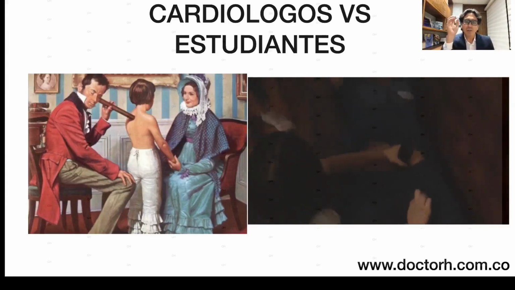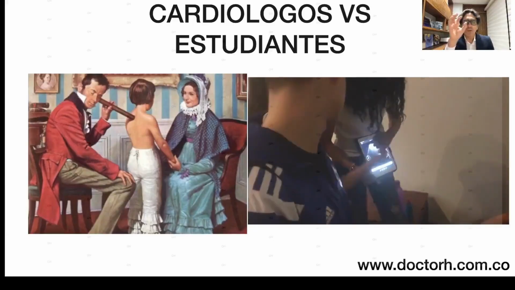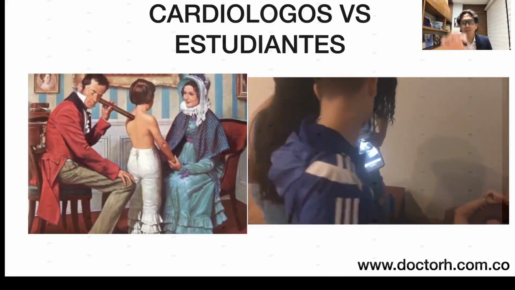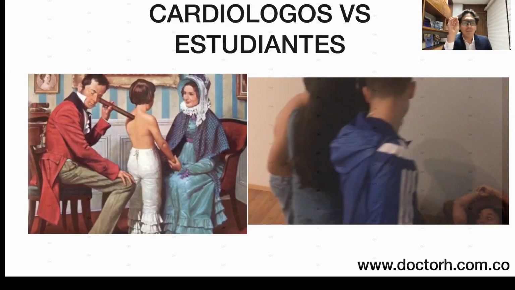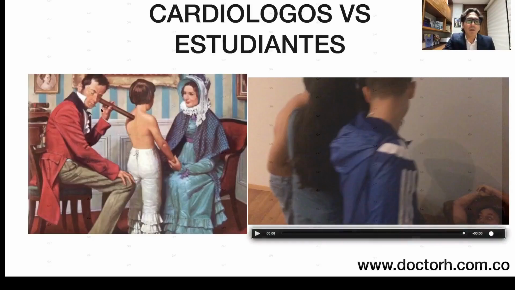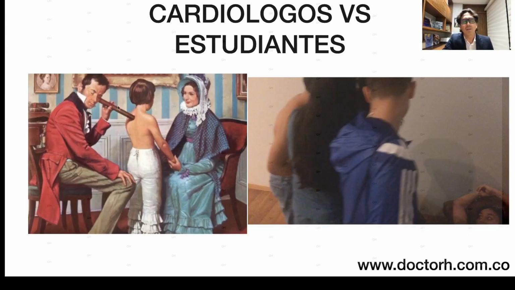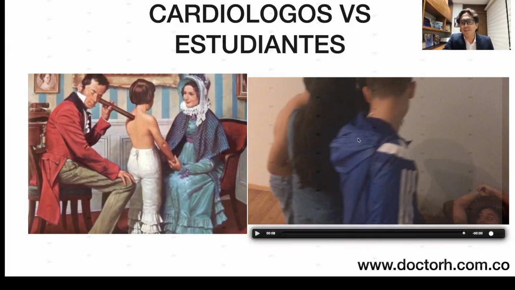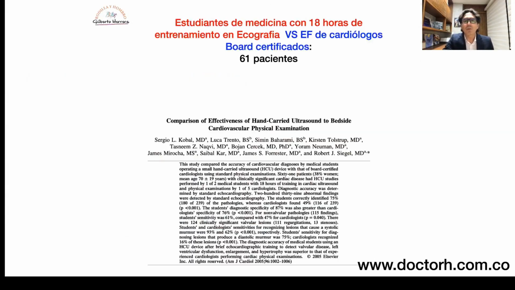And I always bring up this beautiful study because it's an extrapolation. Even though it's a cardiology study, what I want to show here is the power of ultrasound when we use it as a routine tool. They took some cardiologists with their stethoscopes and 20 years of experience and put them up against these students who hadn't finished their degree yet, giving the students 18 hours of ultrasound training without having completed their studies.